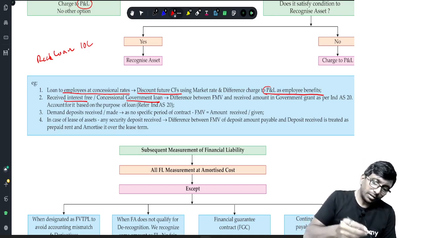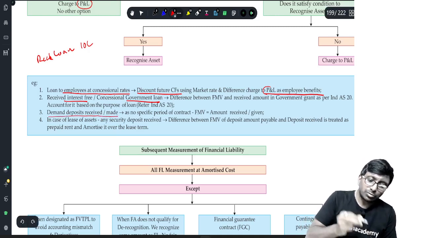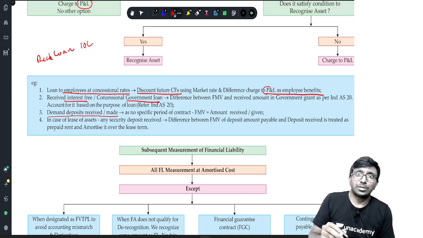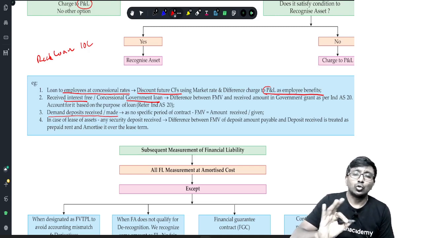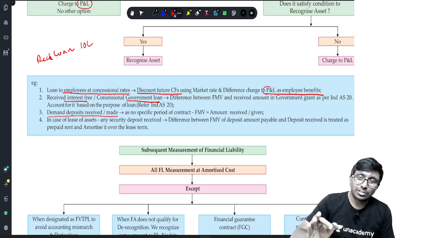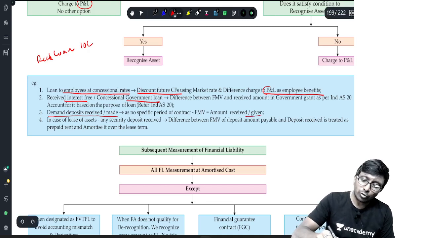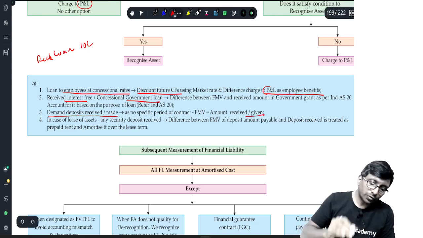Okay, done. Next, demand deposits received or made. Demand deposits in the sense that any day the other party has a right to come back and ask, hey, give me my money. Under that circumstance, you don't need to measure any present value. Whatever amount you exchange today, the same amount is the fair value, because any day the other party can come back. We don't need to discount for anything.